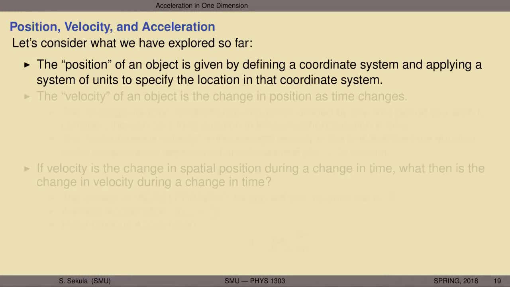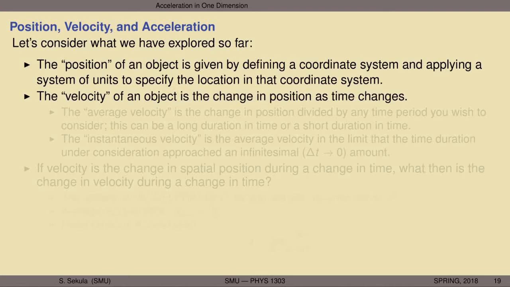We can then specify where the train is considered to be at its origin, and then all positions ahead of the origin are positive locations along the x-axis, and all positions behind the origin are negative locations on the x-axis. We can use units like meters or kilometers, which is just 1,000-meter units, to then specify the location in that coordinate system, giving physical meaning to where one is on that coordinate axis. The velocity of an object, like the train, is merely the change in its position as time changes.